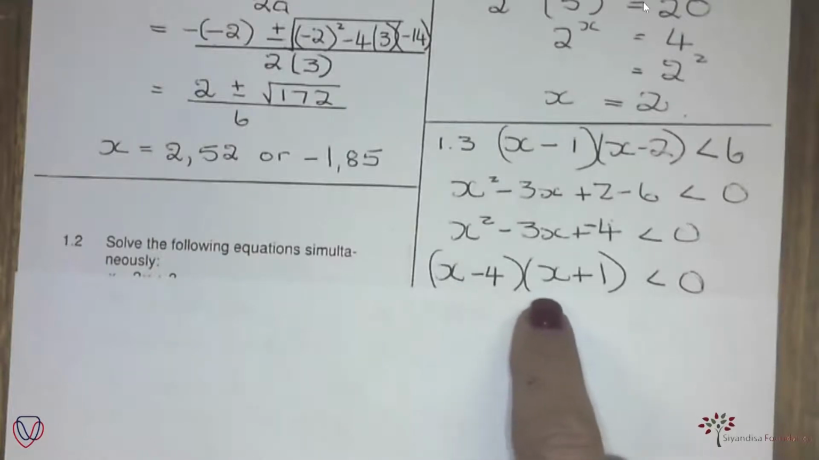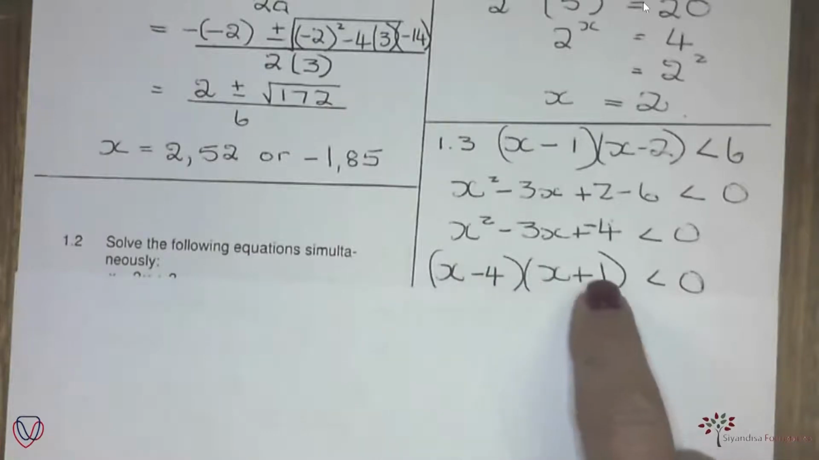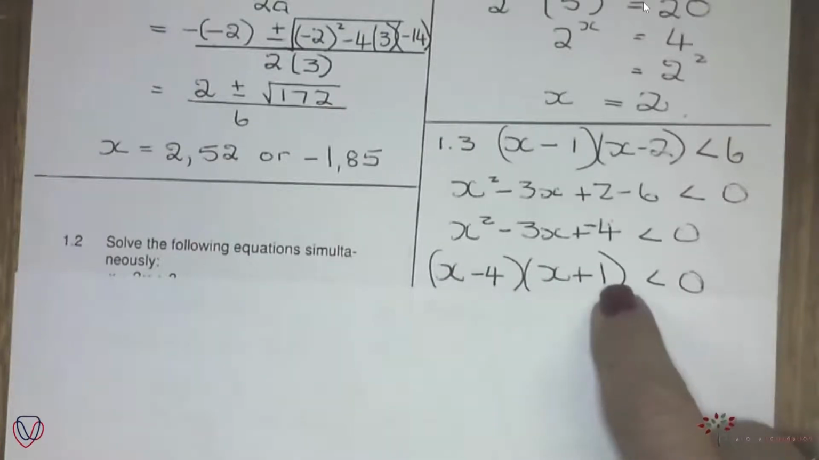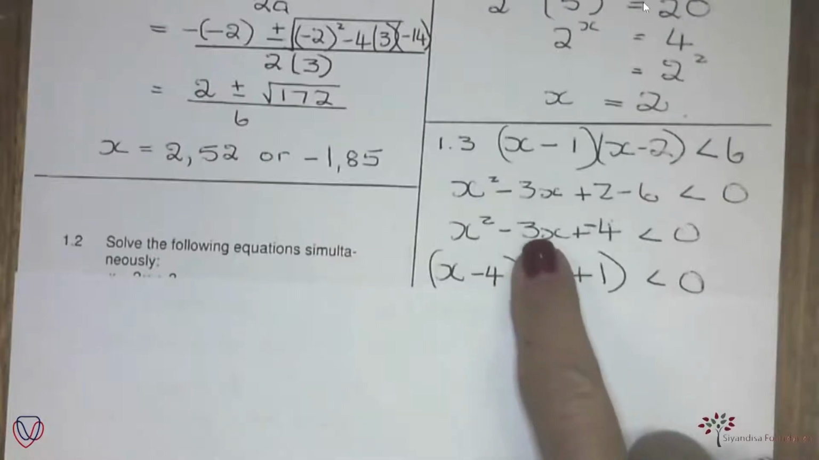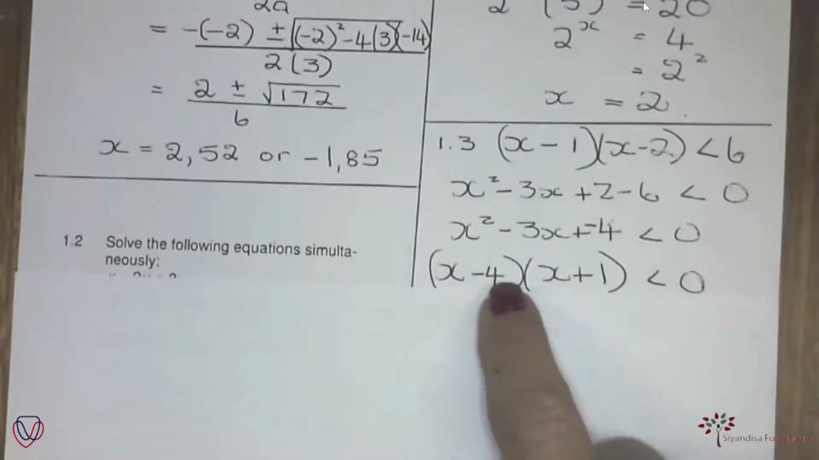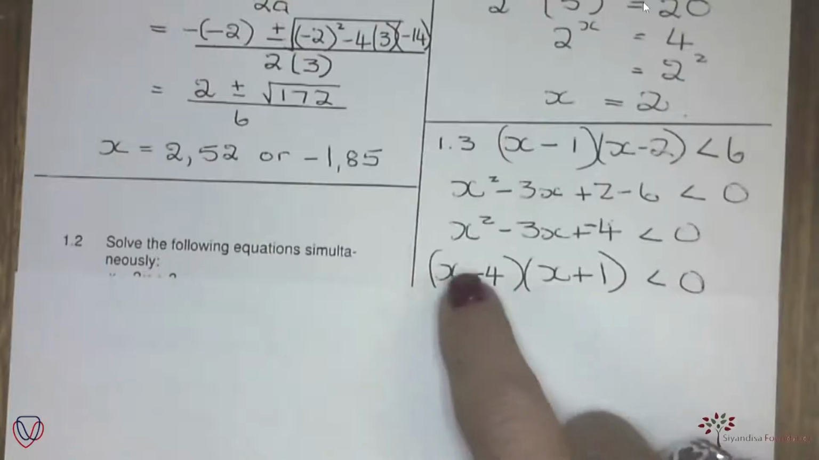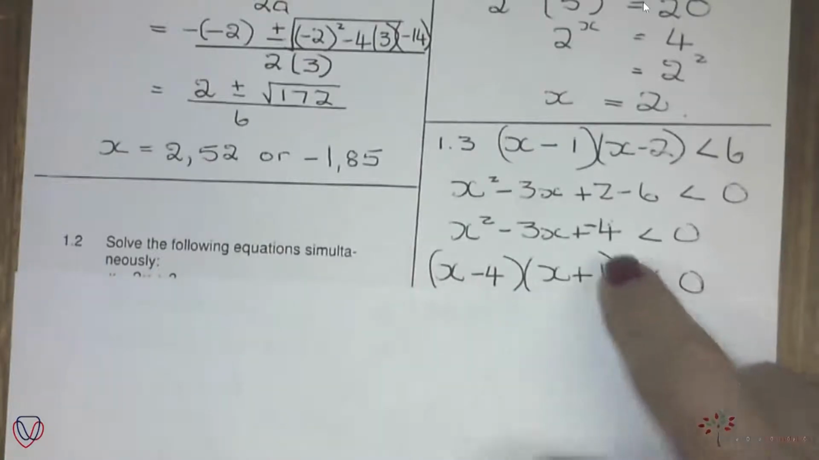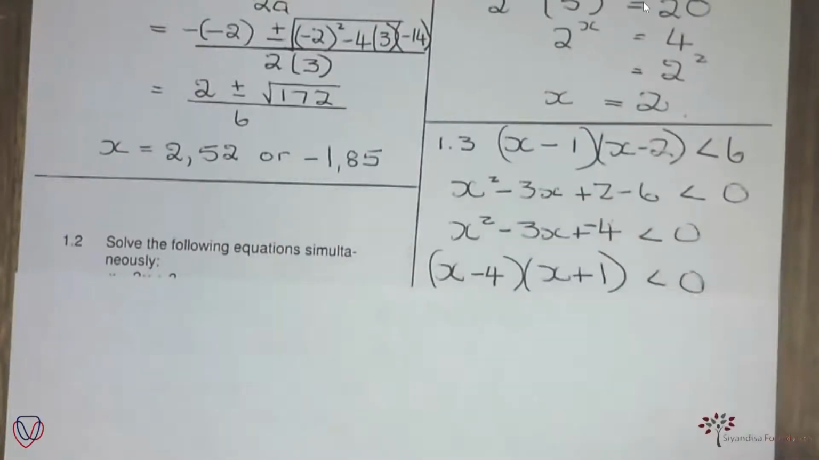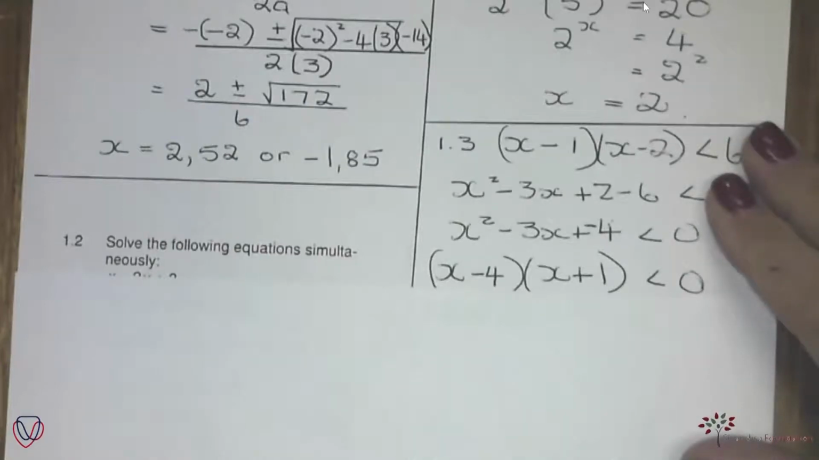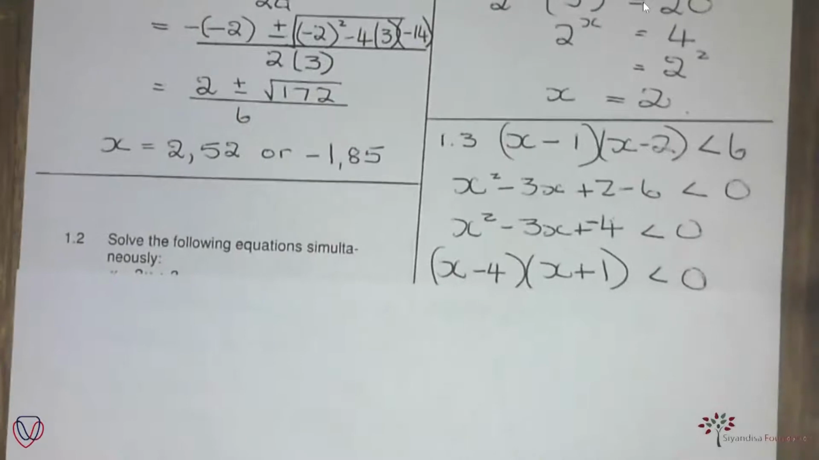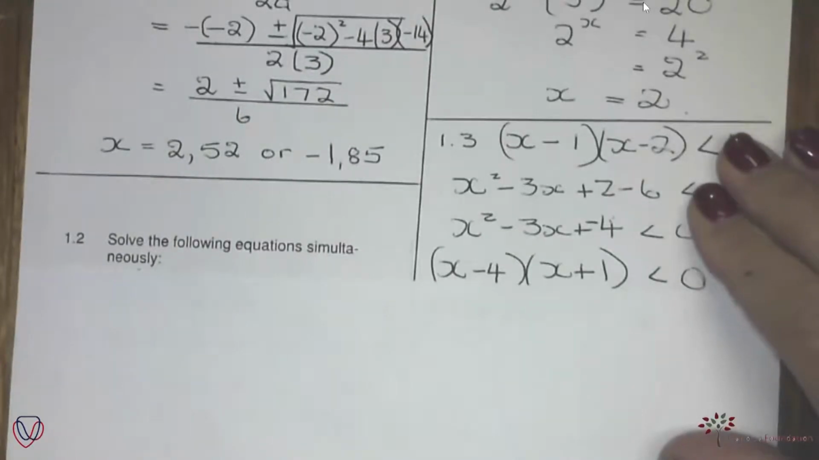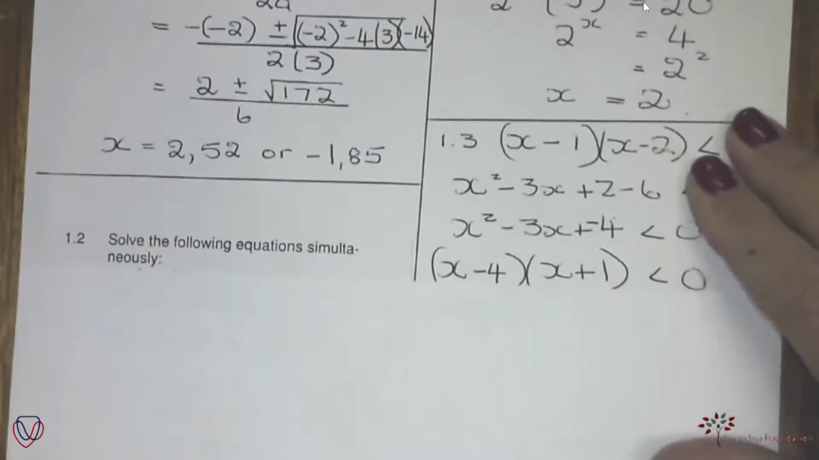Multiply negative 4 by x, it gives you negative 4x. X plus 1 times 1 is x. So what is negative 4 plus 1? It is negative 3. Check by multiplying the middle terms and the outside terms, and that should give you the middle term. This one was quite easy, but you do get more difficult ones, especially when you do calculus and you get the derivative of a cube equation.